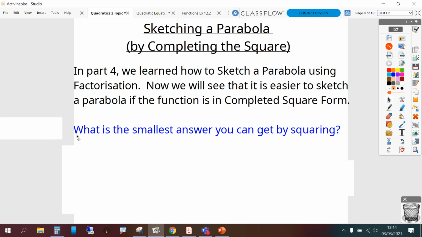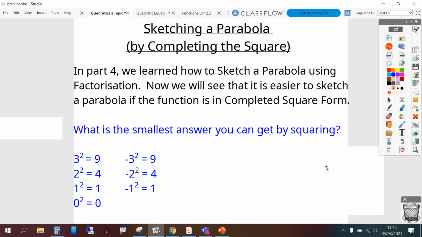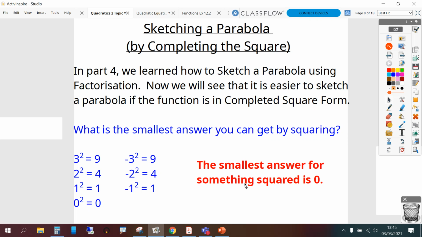Now, to understand this, to begin with, you need to answer this question. What is the smallest answer you can get by squaring? So choose different numbers to square. For example, 3 squared is 9, smaller than that. 2 squared is 4, smaller than that. 1 squared is 1, smaller than that. 0 squared is 0. We try it with negative numbers. Well, a negative times a negative makes a positive, so we actually get the same numbers there as we did for the positive. So the smallest answer we can have for squaring is 0.